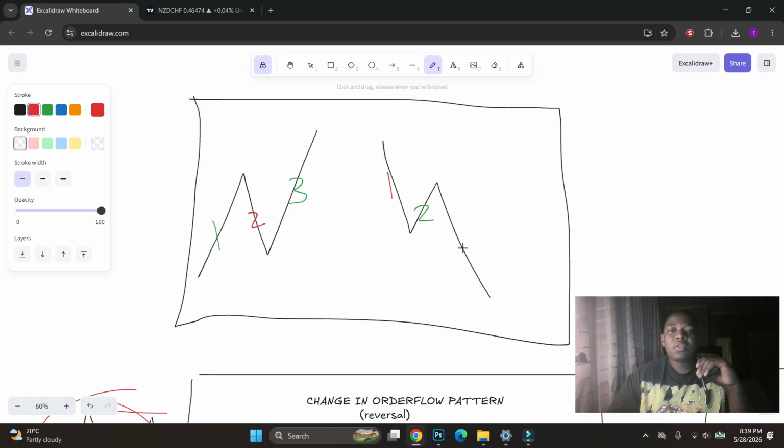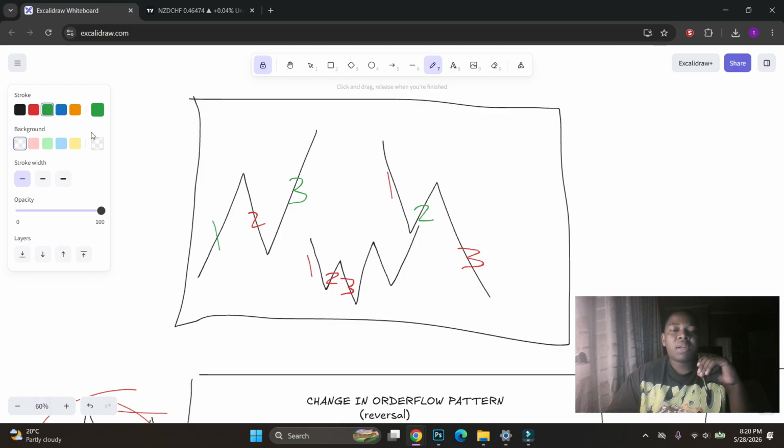Wave 1. Reason I'm using colors is because red is for down, green is for up. So yeah, we have 1, 2, 3. On the change in order flow pattern, this is for an uptrend, this is for a downtrend. On the change in order flow pattern, this is what happens. We have wave 1, wave 2, wave 3.